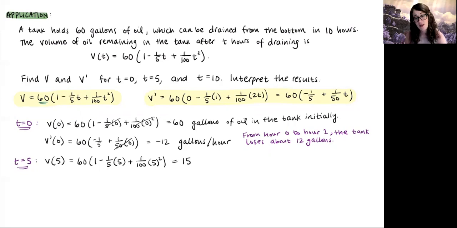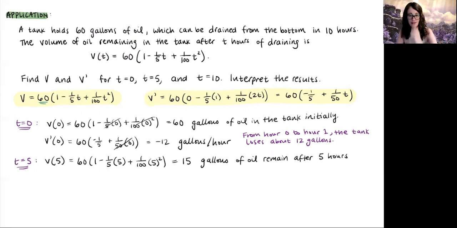And this is telling us the volume, so this will be 15 gallons of oil remain in the tank after 5 hours of draining. This is how many gallons are left.